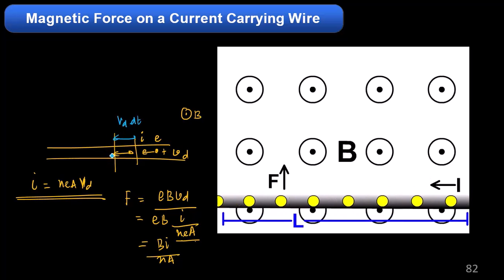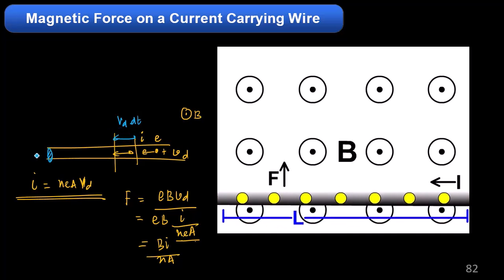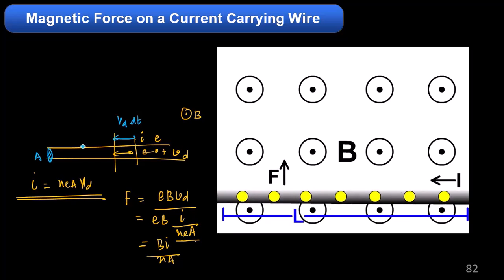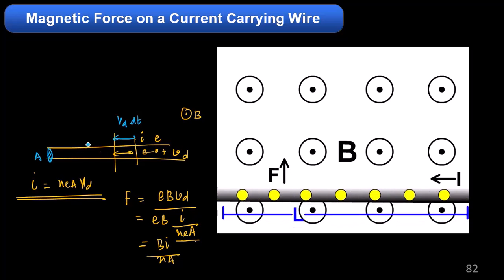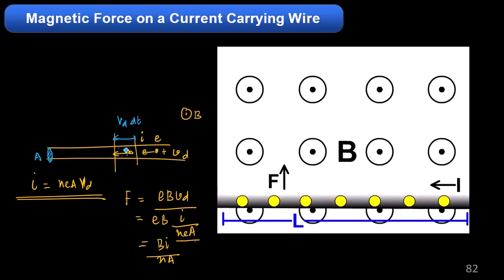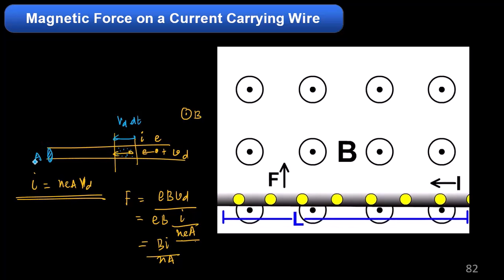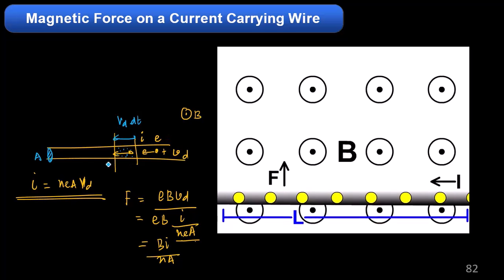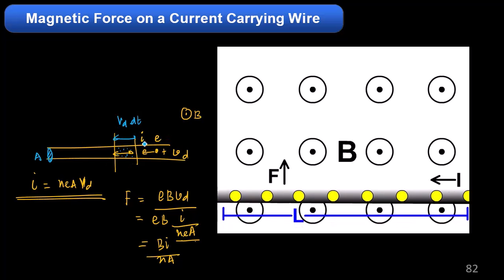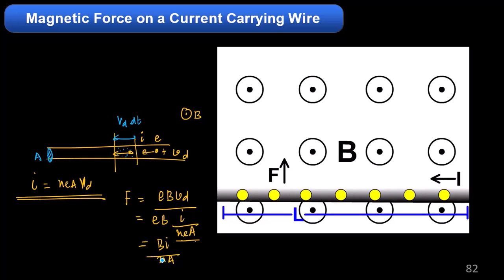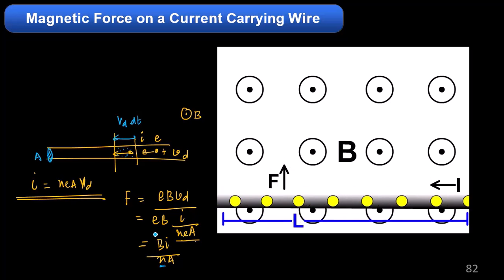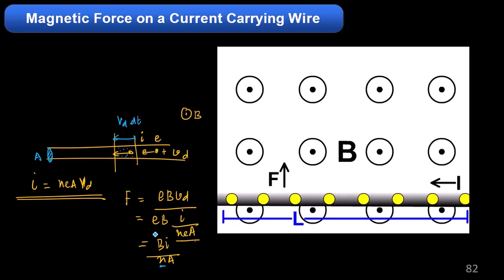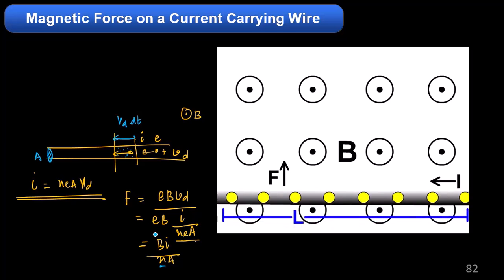Now what is the volume inside that? If this is the area of cross section A of the wire, then the total volume is A into Vd into dt. And n is nothing but the number of charges per unit volume.